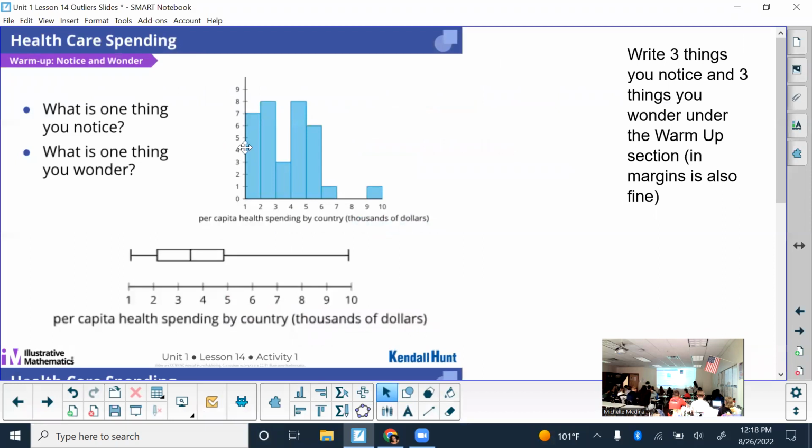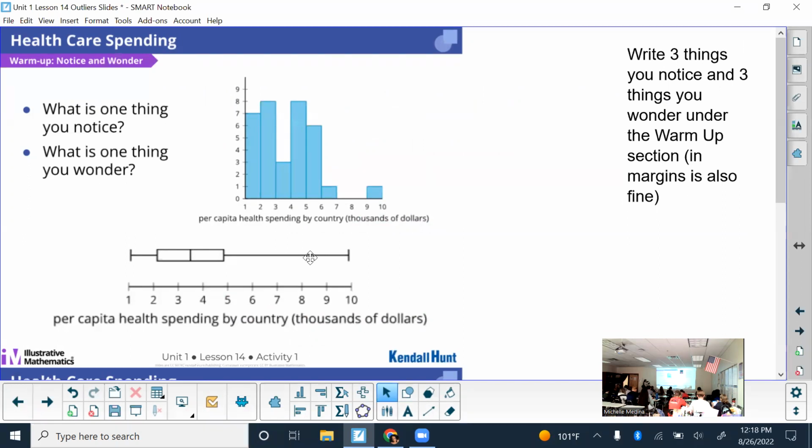All right, to the notice and wonder. Again, the note sheets aren't perfect. I didn't make them, but I'm already spending so many hours planning. I don't have time to make ones that are perfect. Okay. We just gotta work with what we have.